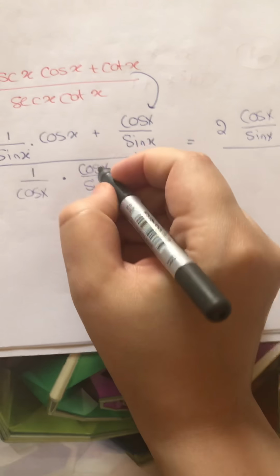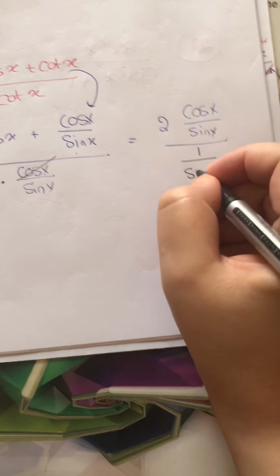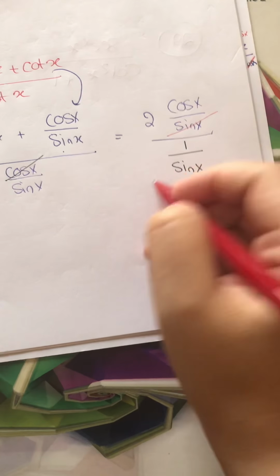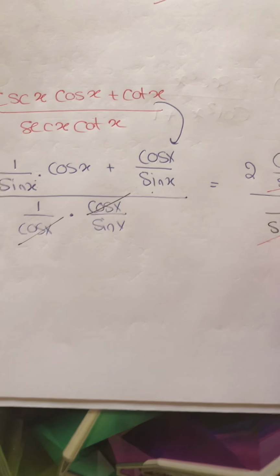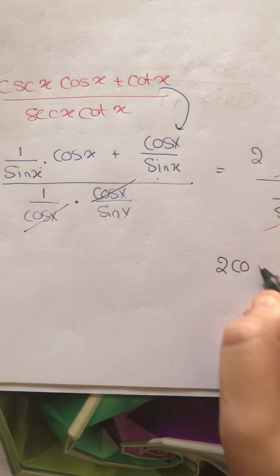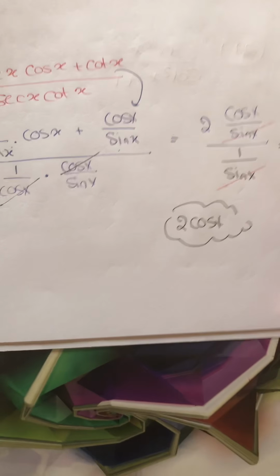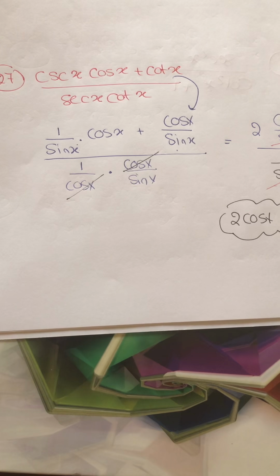So this will cancel this, so I have 1 over sine x. Again, the denominator of the numerator can cancel the denominator of the denominator. Sounds strange. So I ended up with 2 cosine x over 1, which is 2 cosine x. See, we made it way simpler.